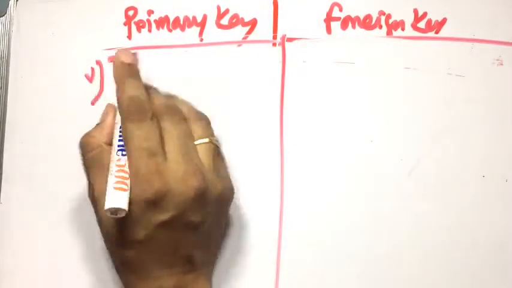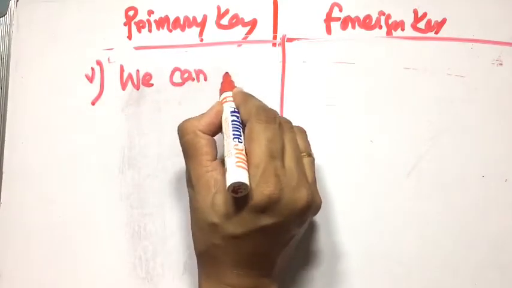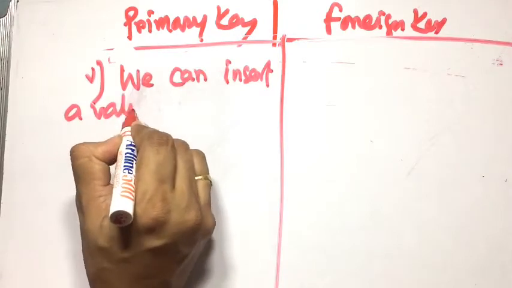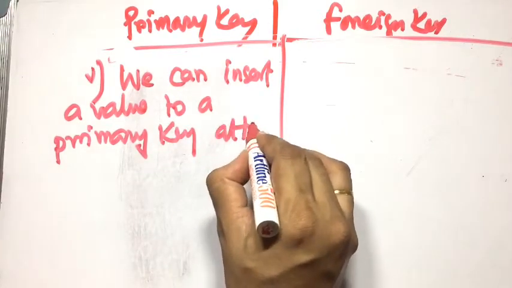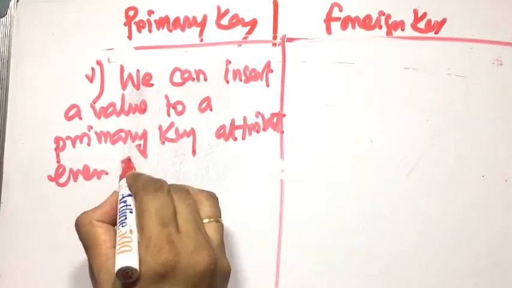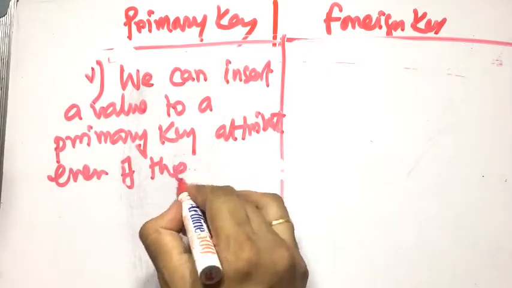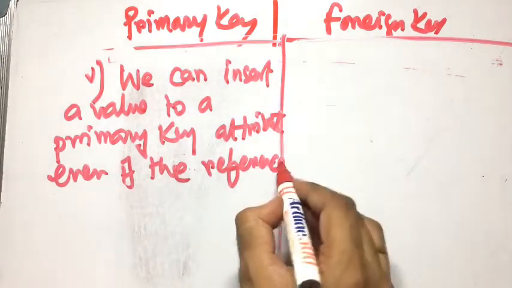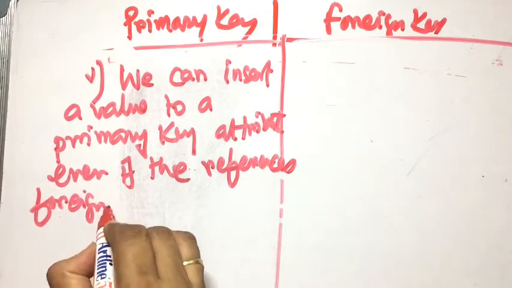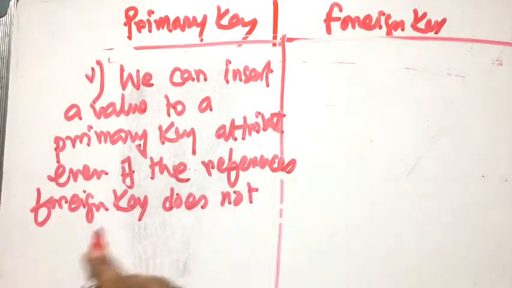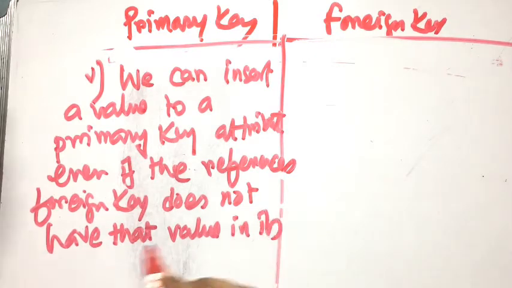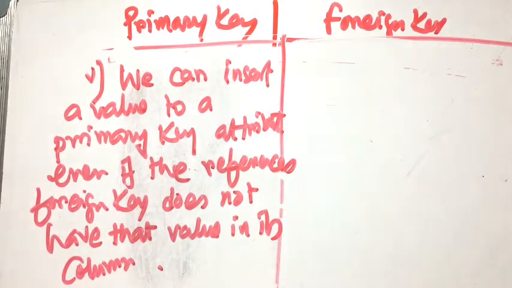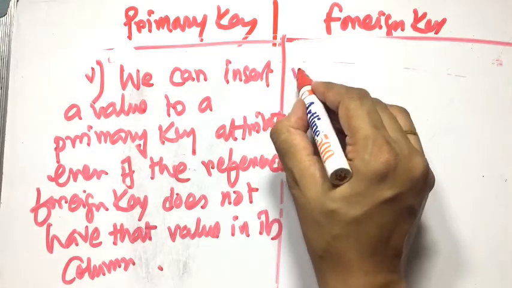Next, we can insert a value to a primary key attribute even if the referencing foreign key does not have that value in its column. So this is the fifth difference.